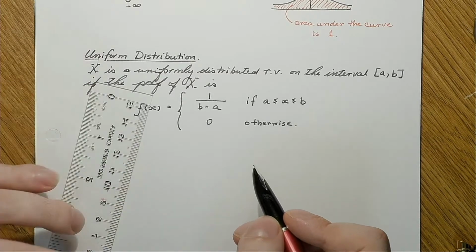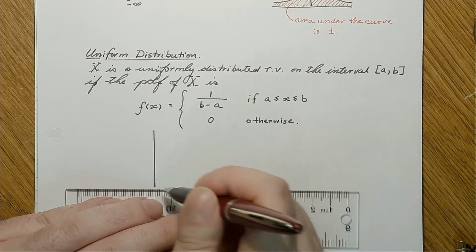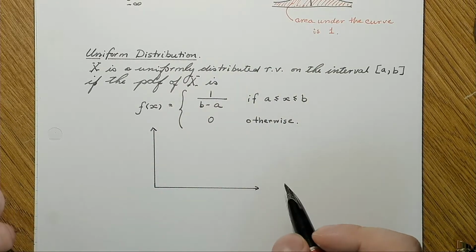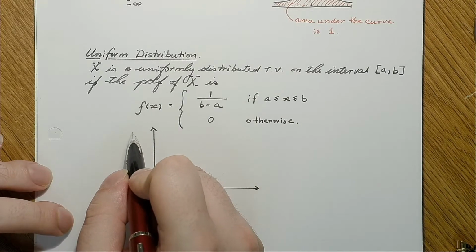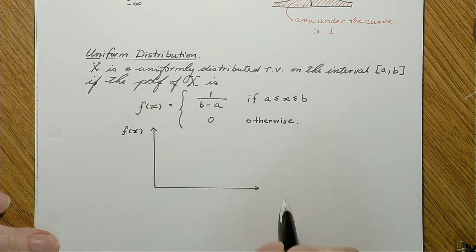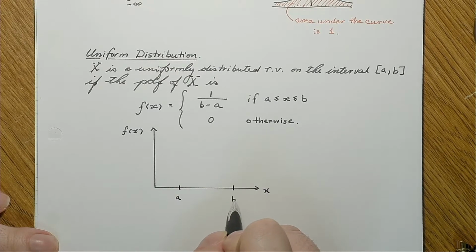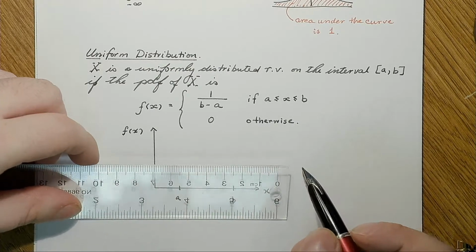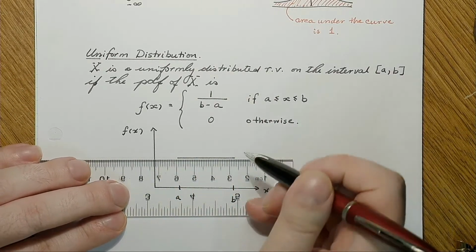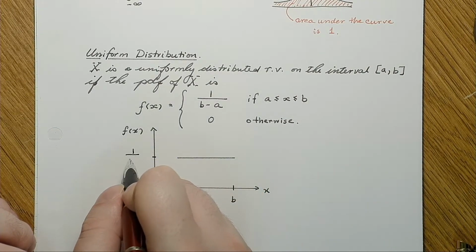So let me just give you a little sketch. I'm not sure if it has it in the textbook, so I might as well show you what it should look like in general. Something like this. We'll have f of x, and here's x down here. We'll have our 2 points, a and b over here. It'll be some sort of flat line, and its value would be 1 over b minus a.